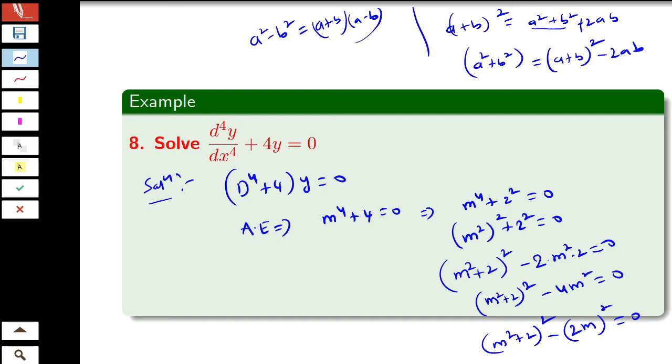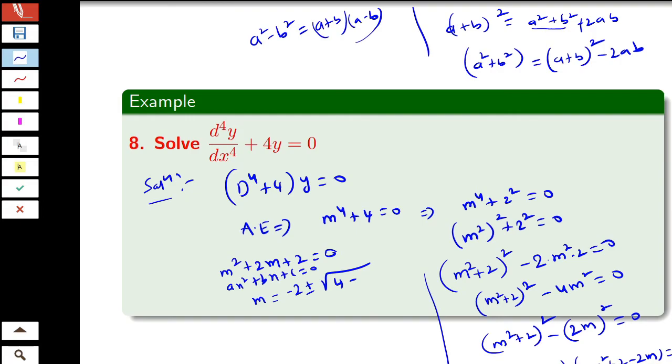So here (m² + 2 + 2m) and the other one is (m² + 2 − 2m) = 0. Here the roots are found like a quadratic equation. Suppose I am considering this one. For the quadratic, m = (−b ± √(b² − 4ac))/2a, of the ax² + bx + c type. So m = (−2 ± √(4 − 4ac)) and −4ac means −8, divided by 2a.